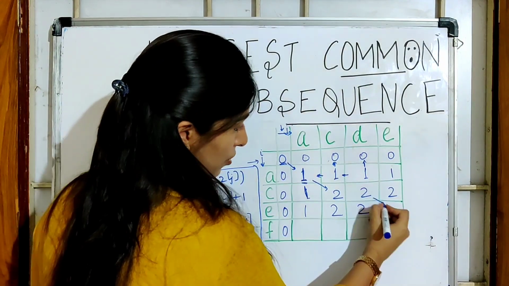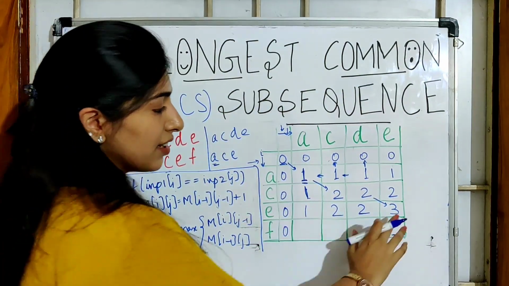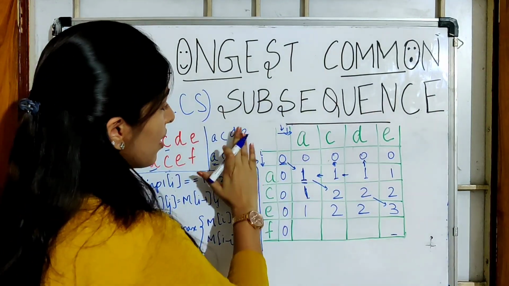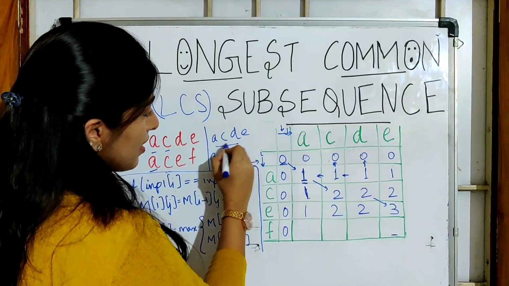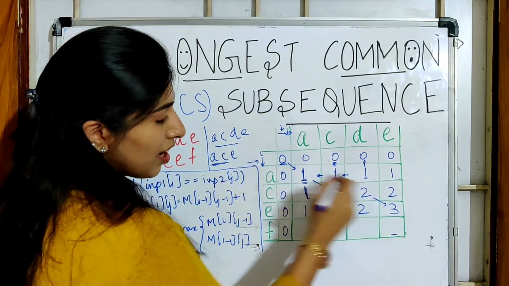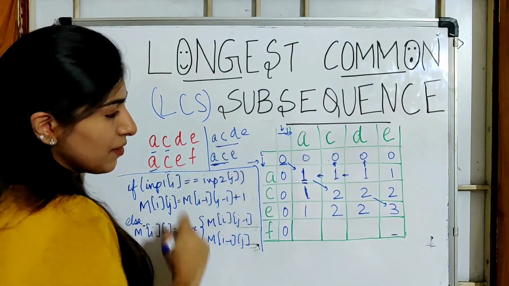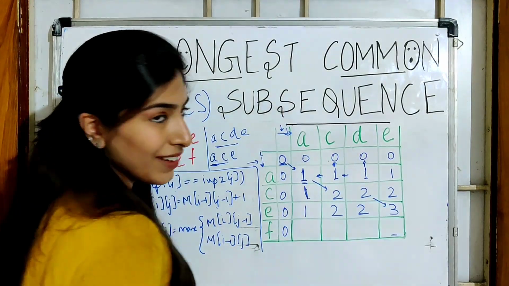So now it will be 2 plus 1, 3. To understand this 3, what is actually happening is, if we do not take this E and E, then for AC, D and AC, if we consider this a problem, the answer was of length 2, which is AC. Now since these two characters are equal, we will include it. So 2 plus 1, 3.